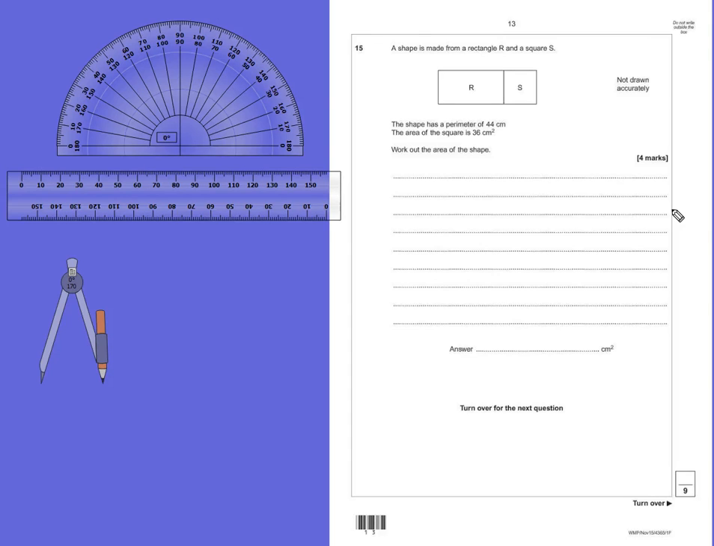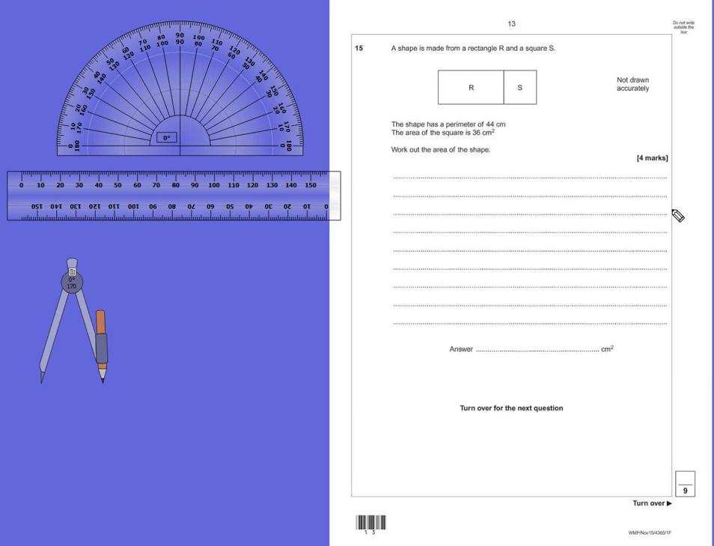Question 15. A shape is made from a rectangle R and a square S. Also not drawn accurately, so we can't even measure it with a ruler. Okay, the shape has a perimeter of 44 centimetres. So perimeter, the distance around the outside, so the whole outside adds up to 44.